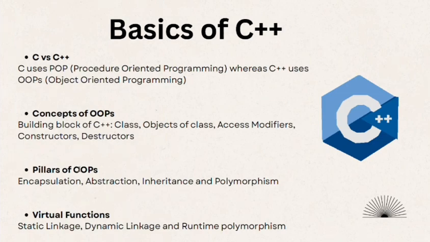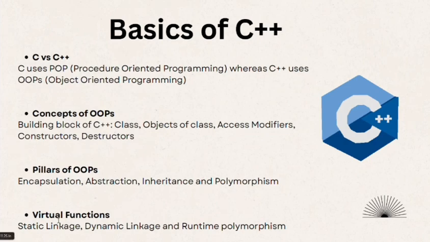Pillars of OOPS. In this, we'll learn encapsulation, abstraction, inheritance, and polymorphism. Encapsulation is basically binding data and functions together, like a capsule. Abstraction, in this we show only important details and hide unnecessary ones. Inheritance. As we all know, inheritance is reusing things, like reusing code by passing traits from one class to another. And polymorphism, one function behaving differently depending on the situation.